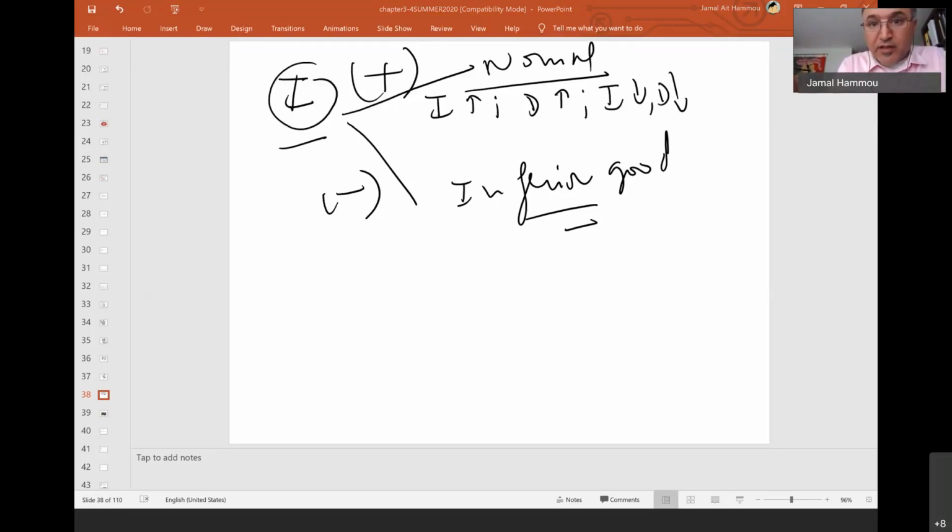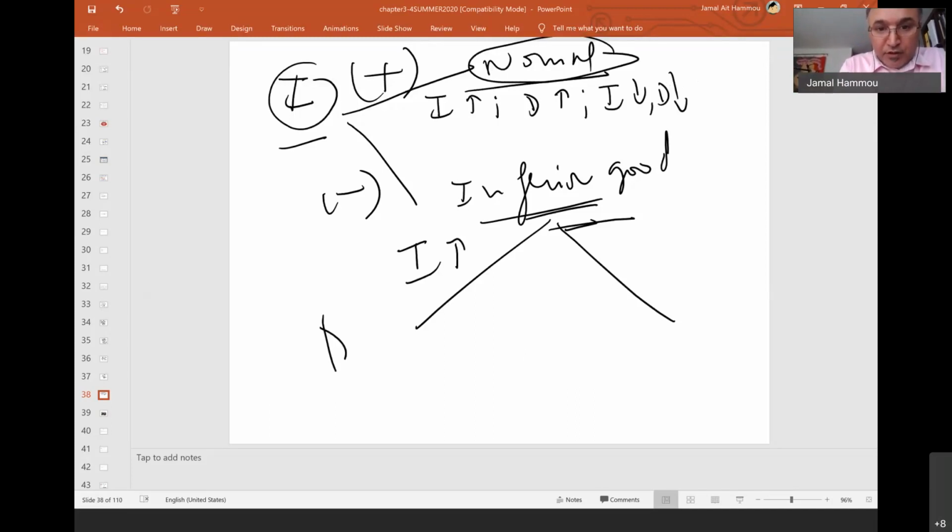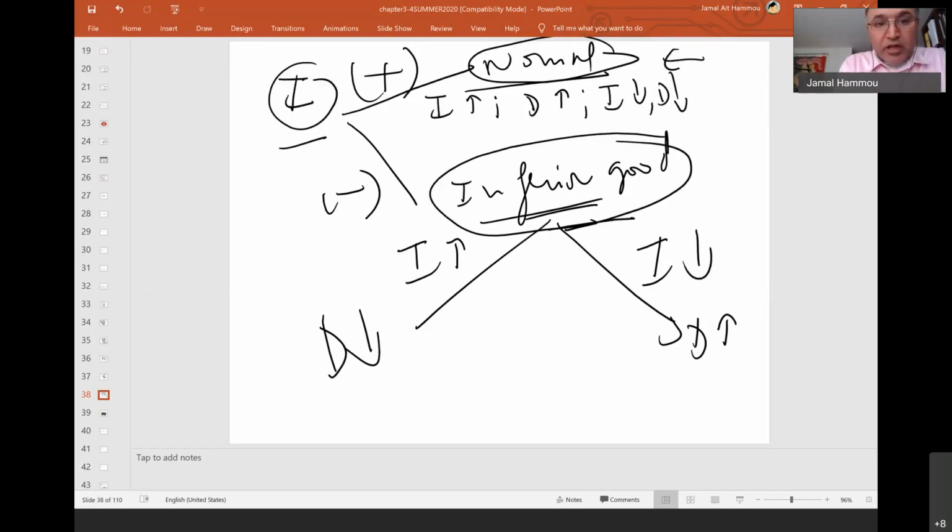Okay, so that's what is normal good. They move in the same direction. Inferior good, it's opposite. So if it's inferior good, income goes up, the demand for good goes down. Income goes down, the demand for good goes up. That's all it means, normal and inferior. What is the relationship between income and demand for good?